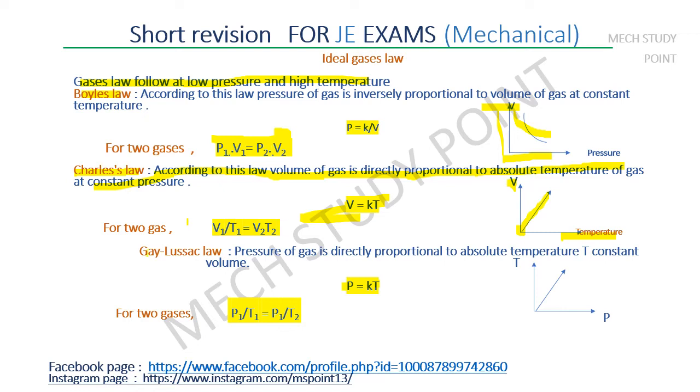Next is the Gay-Lussac law. The pressure of a gas is directly proportional to the absolute temperature at constant volume, like this. P is directly proportional to T. So for two gases, P1 upon T1 is equal to P2 upon T2, where P1 and P2 are the pressures of the first and second gas, and T1 and T2 are the temperatures of the first and second gas.